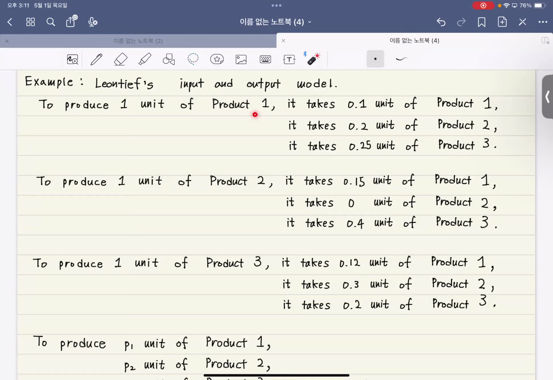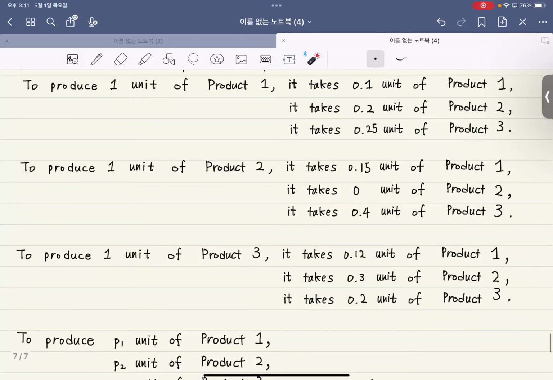Let me consider this. There is product number one, and in order to produce 1 unit of product one, it takes this much of product number one, this much of product number two, and this much of product number three. To produce 1 unit of product number two, you're going to require this much of the other products, and the same is true for product three. The point is that in order to produce something, you will need to consume something. So these numbers mean the consumption, and this is the production.